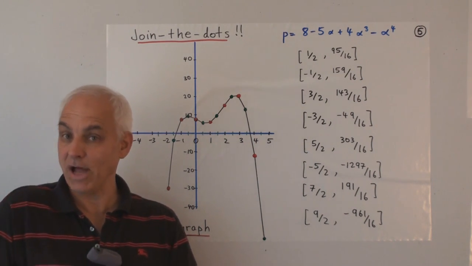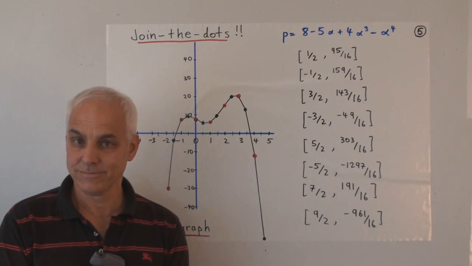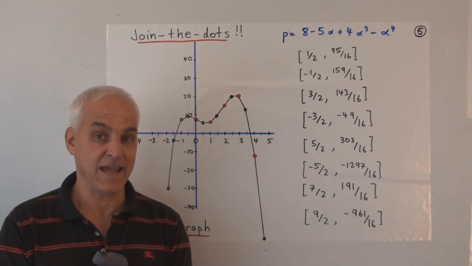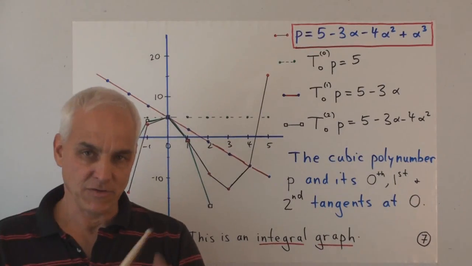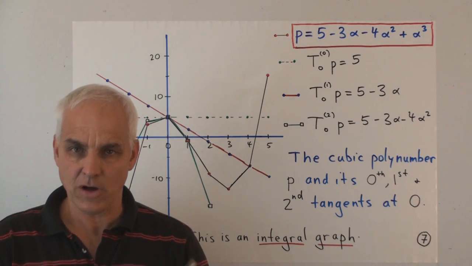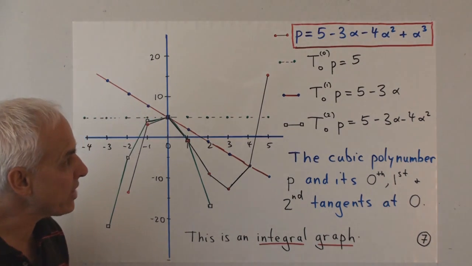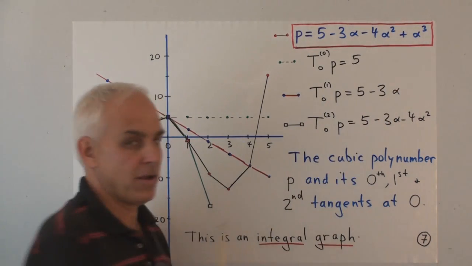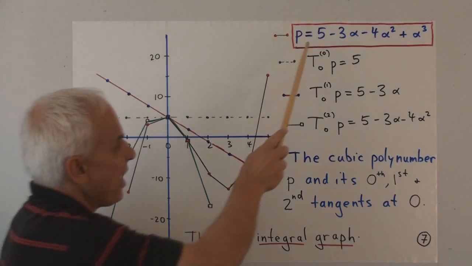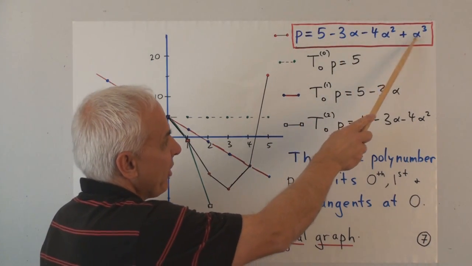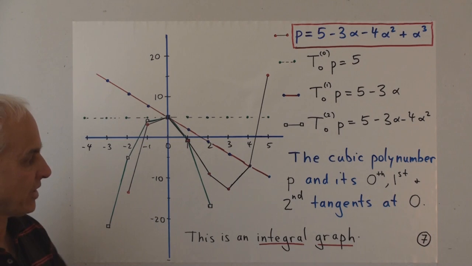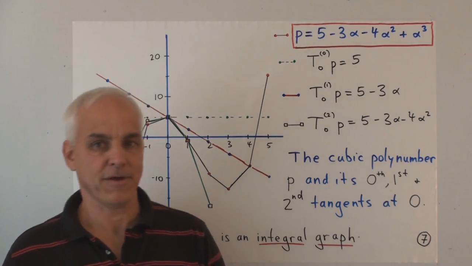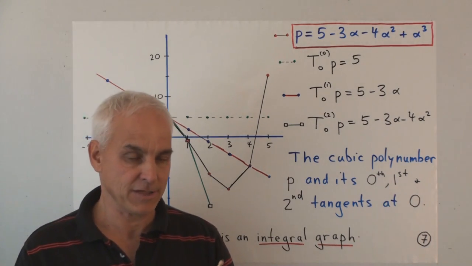So this is the essence of plotting polynomials. Now let's turn our hand to some interesting applications involving tangents. At the end of last lecture, I gave you an exercise to do, which I strongly encouraged you to do, which was to calculate various tangents to this cubic polynomial: 5 minus 3 alpha minus 4 alpha squared plus alpha cubed. So let's have a look at some of those tangents, and you can compare with what I've got, to see if I've gotten the right answer.